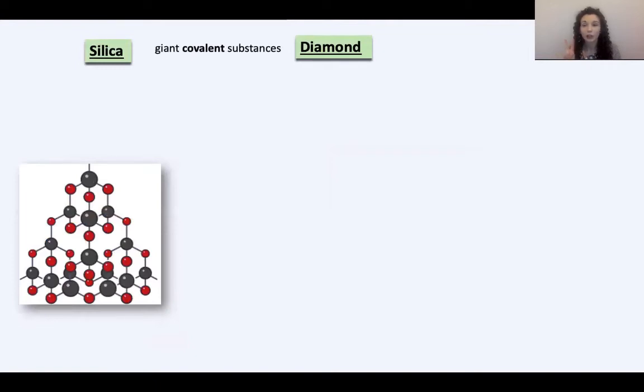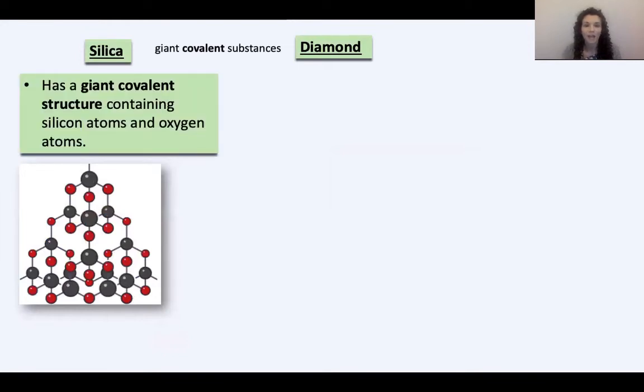So remember, there were 2 types of substances that can be formed by covalent bonding. The first one that we looked at with some examples were simple molecular compounds. The second one is about these giant covalent substances. So the first ones that we are going to look at are silica and diamond. Silica has got this huge covalent structure containing silicon atoms and oxygen atoms. So there we go. And you can see by its structure that it's very, very strong.